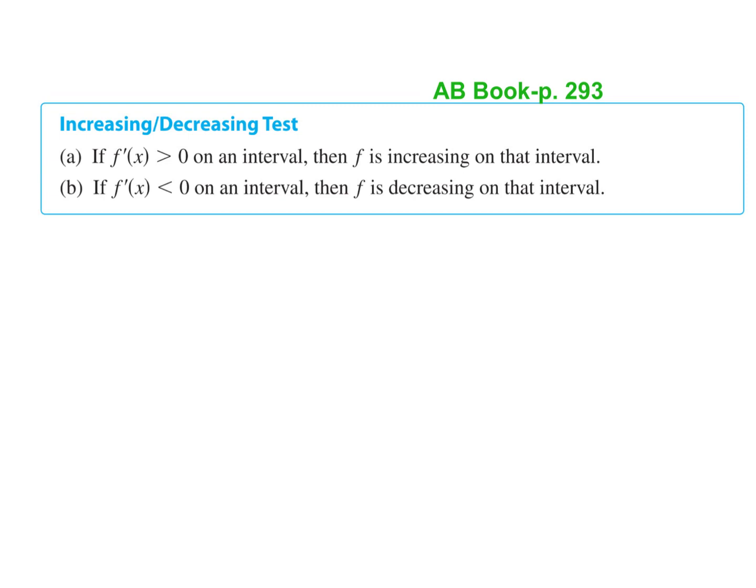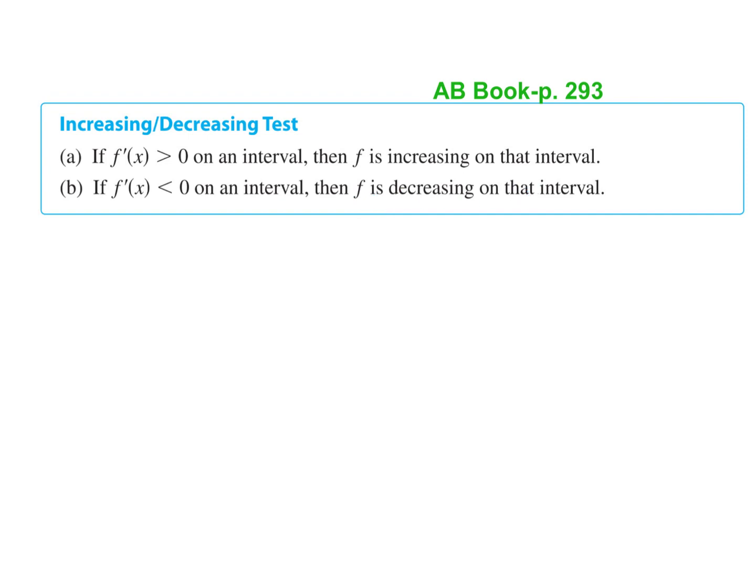Long story short, if the first derivative is positive, that's what this is saying, greater than 0, on some given interval, then f is increasing. So not that the first derivative is increasing, the function f itself is increasing on that particular interval. If the first derivative is negative, then the function f itself is decreasing on that interval.